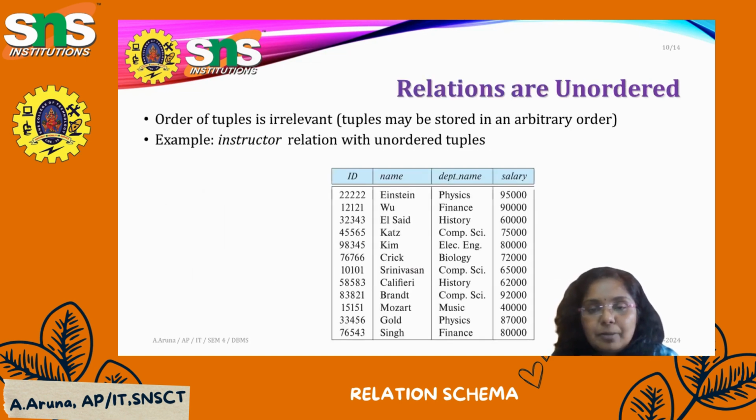The next thing is, normally a relation is unordered. If we want to order it, we are able to do it. Always our data or tuples can be stored in arbitrary order. That is an irrelevant order. So this is not a sorted order.